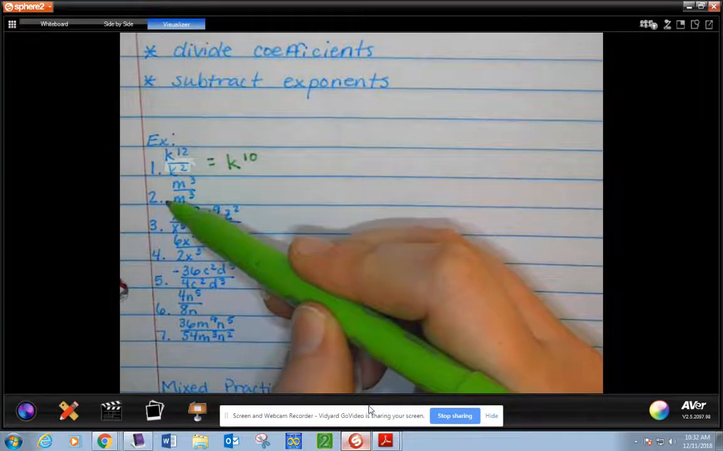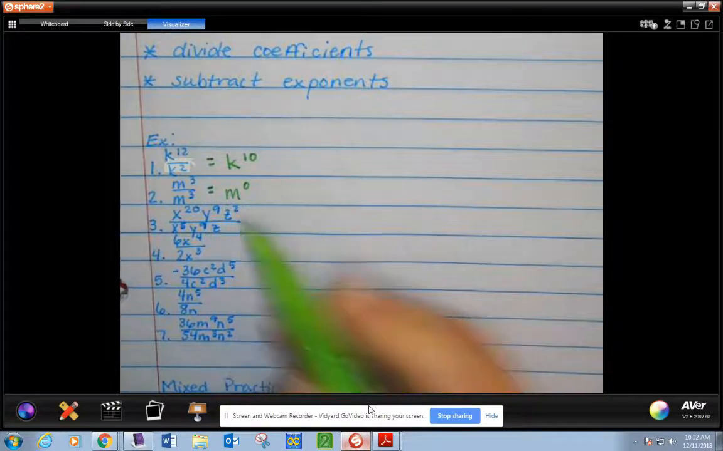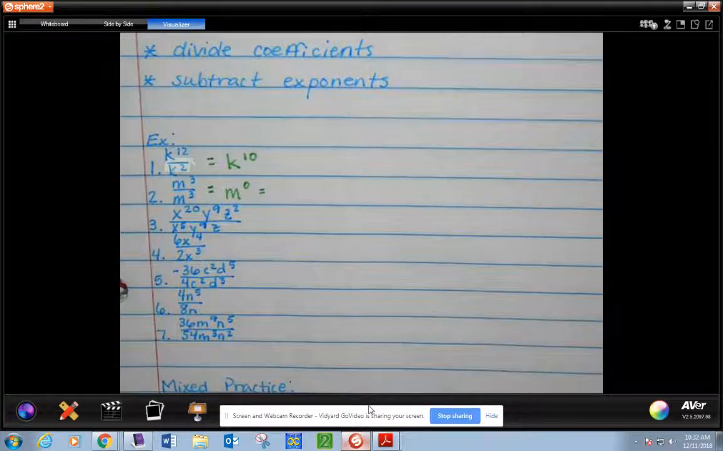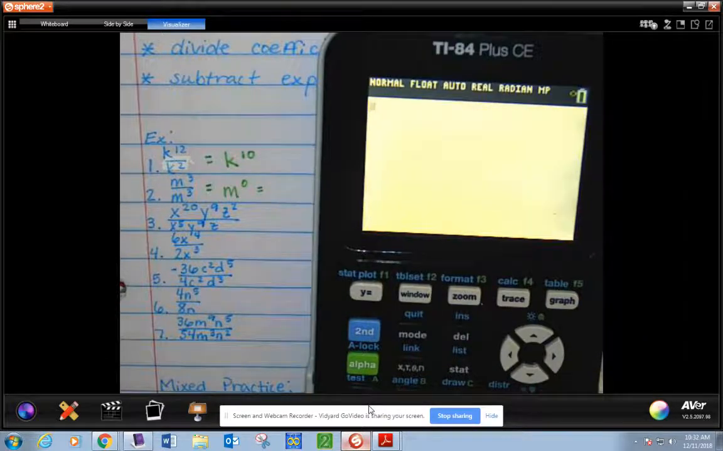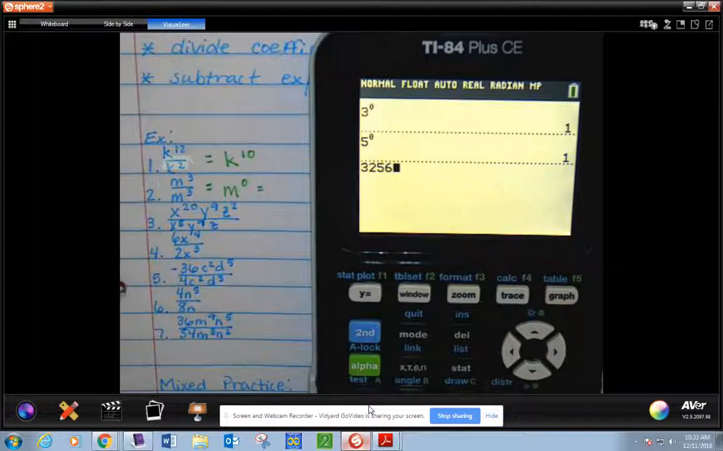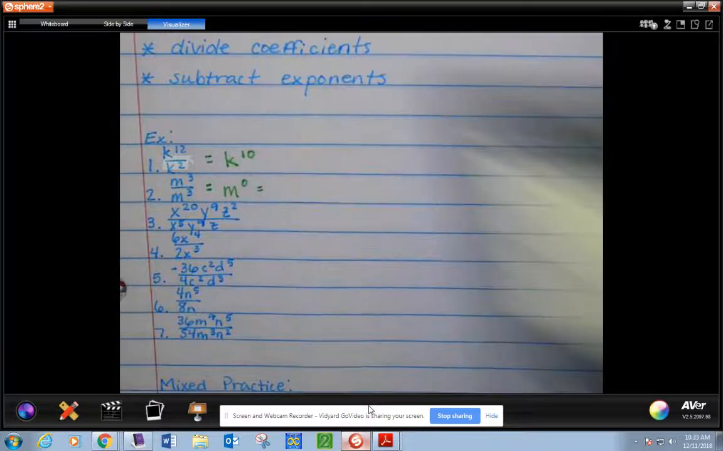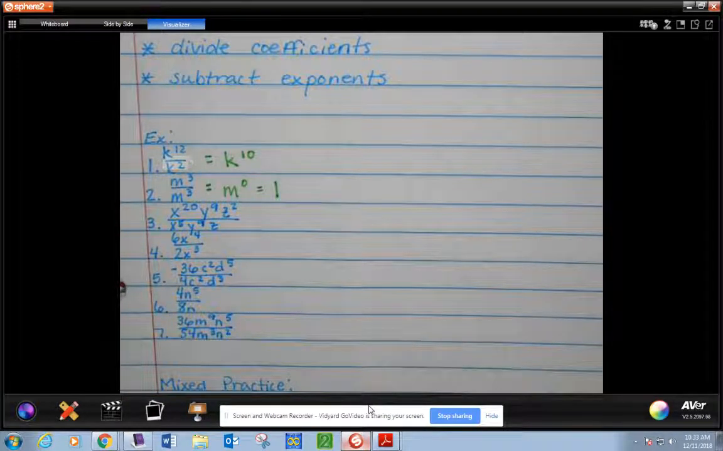Okay. When you have m to the third divided by m to the third, again, I do not have any coefficients to divide, and 3 minus 3 makes m to the 0, but this cannot be my final answer because I just want to show y'all something. Let me find my calculator really quick. When you have anything to the 0 power, and I mean anything, like 3 to the 0, you're going to get 1. 5 to the 0, you're going to get 1. 3,256 to the 0, you are going to get 1. So anytime anything is to the power of 0, your answer is just 1. You no longer have a letter. The letter disappears.